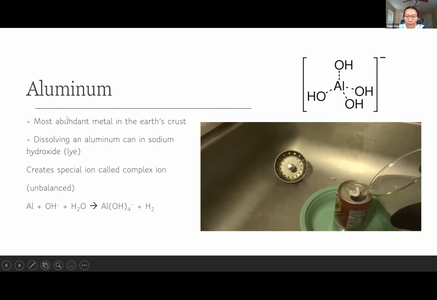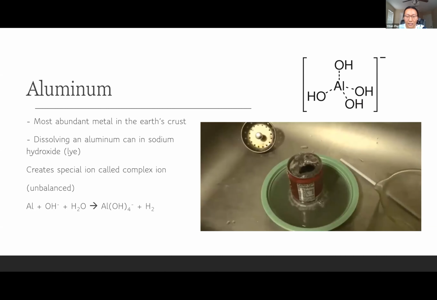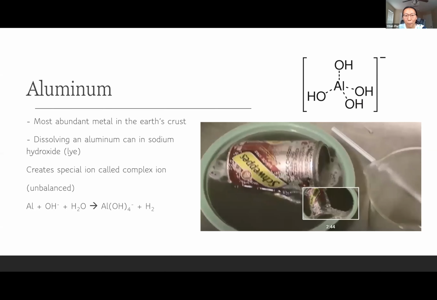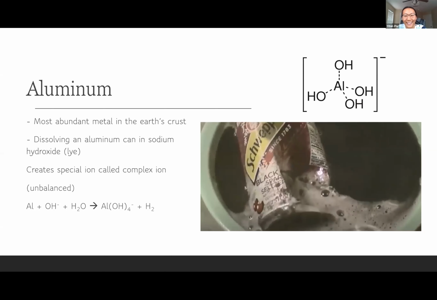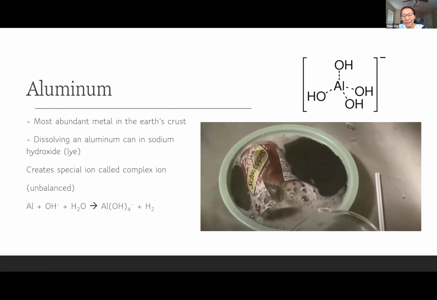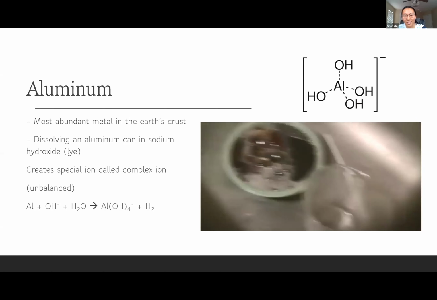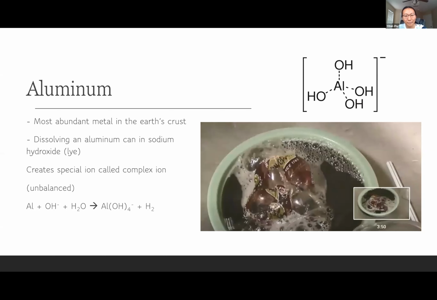So he's pouring, and then it's starting to react. And now it's, well, bye-bye can. It's kind of broken now. It's just turned into a piece of sludge.